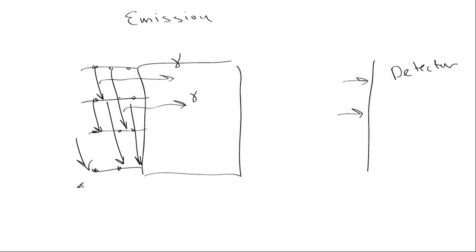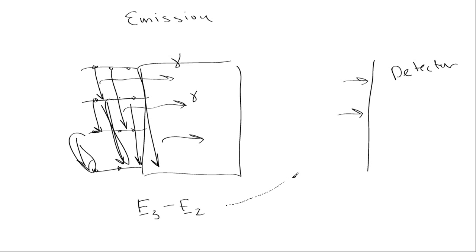So the only transitions that are the same as the absorption are the ones that end at the ground state. So this transition, and one I haven't drawn, this transition would be the same as the absorption spectrum. But in addition to those photons, we also observe transitions between excited states. So for emission, when the photons come back out of the excited states, we see transitions between, say, E3 and E2 will show up on the detector that we would not have found for the absorption spectrum.